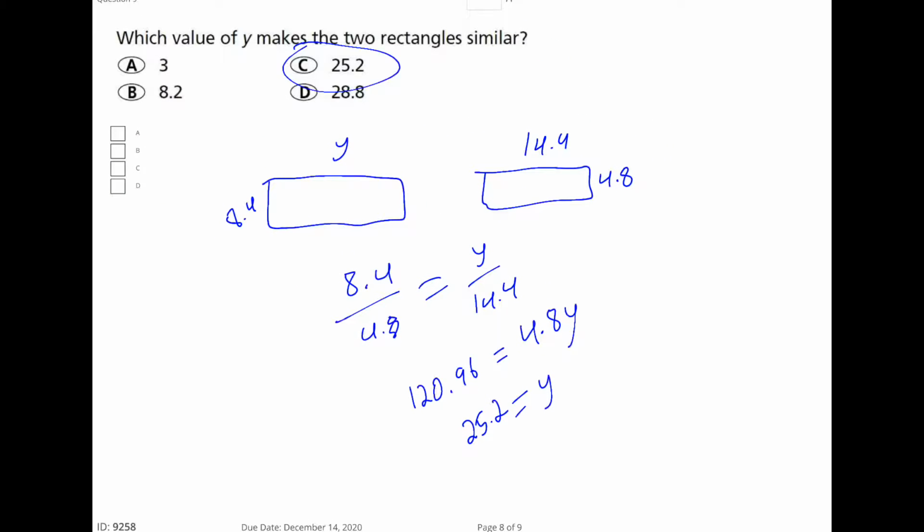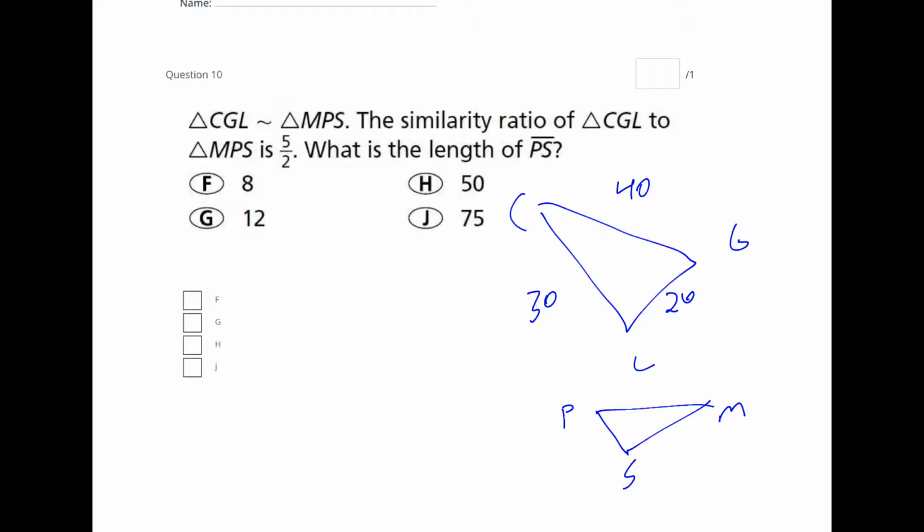C is going to be our answer. So here's the diagram that was cut off. Notice that CGL is similar to MPS. So if they want to know PS, that's 2 and 3. So I'm going to compare that to GL. So that's the 20 here. So 20 is to PS, and then our ratio is 5/2.